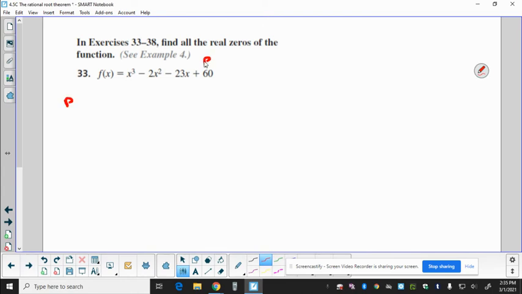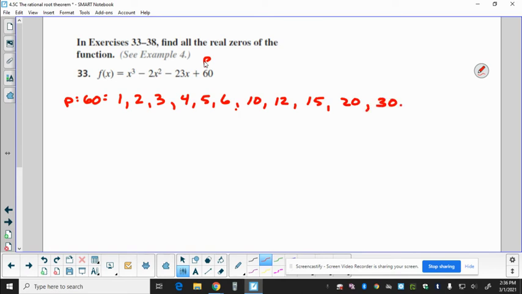P is 60. That's going to have some factors. There's some things to think about here. So let's go ahead and get those factors right off the bat. Okay, so that's quite a few to think about there, right? Q, we got lucky here. Q is 1. Had another 1, we'd have a lot of work to do here.